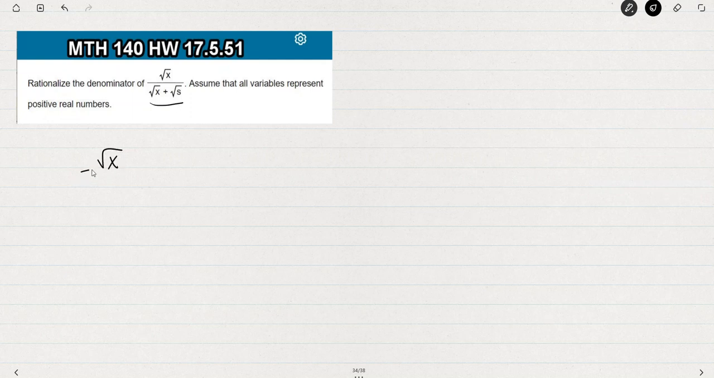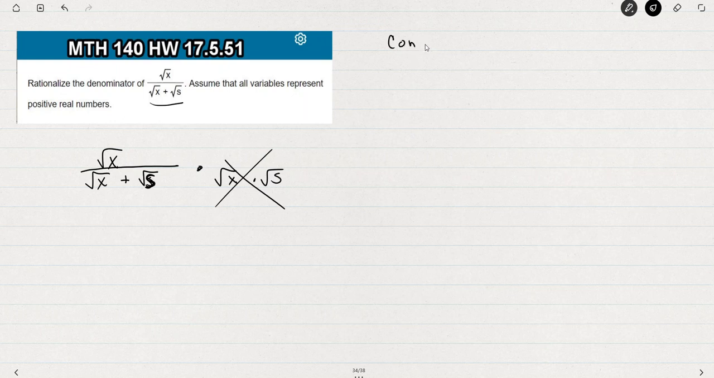Now this one we've got to be really careful with because we have a sum, in this case, the sum of two square roots. But even if it was a sum where one of them wasn't a square root, we can't just multiply this by the square root of x and the square root of s to get rid of those radicals. Try that and you'd see that we still have some radicals in there. So that's not going to work. What we need to do instead is multiply by the conjugate pair.